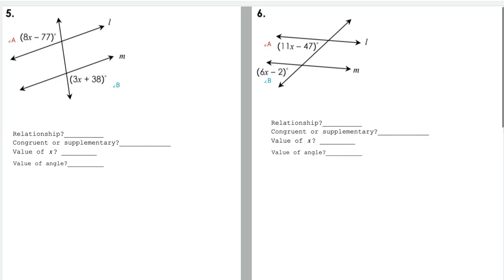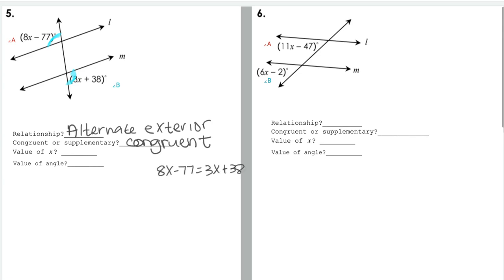For my next problem, we are comparing 8x minus 77 to 3x plus 38. So 8x minus 77 is on the left side of the transversal, and 3x plus 38 is on the right side. And they are both outside of the parallel lines, which makes them alternate exterior angles. Alternate exterior angles are congruent. So when I set up my equation, I'm going to set these two angles equal to each other. So that would give us 8x minus 77 equals 3x plus 38.